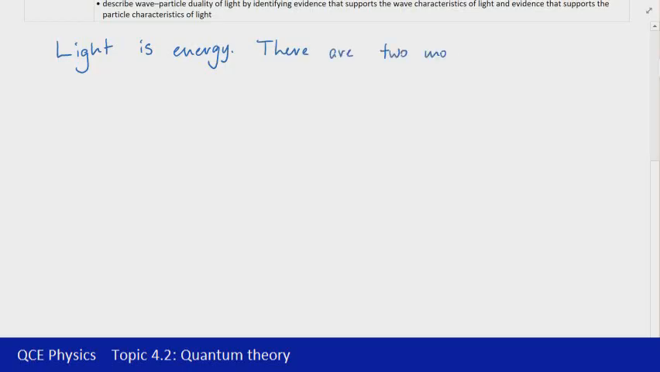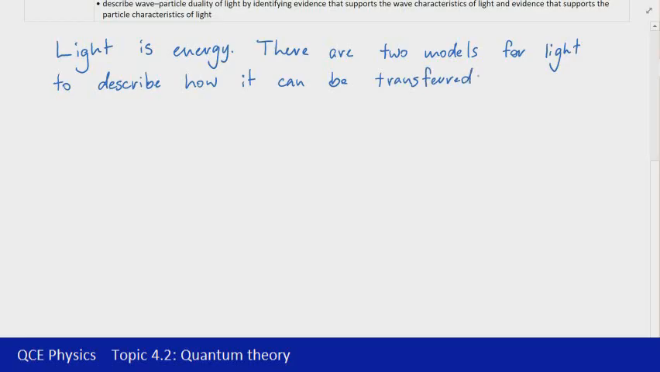that we're going to have a look at that deal with how light energy can be transferred. So two models for light to describe how it can be transferred. And the crux of quantum theory is basically looking at these two different models. And we'll start off by identifying what they are first. And the first one that was fairly prominent in Isaac Newton's time was the particle model.